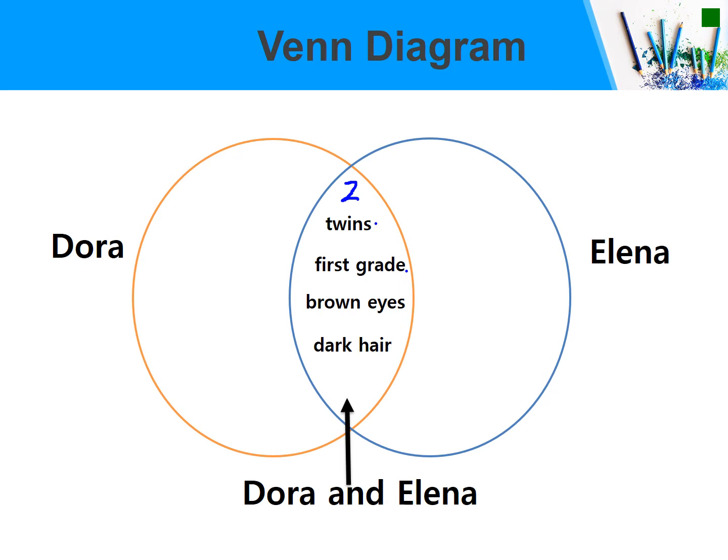And then we read that Dora and Elena have brown eyes. So you write brown eyes in the second part. Dora and Elena have dark hair. So then dark hair belongs to both. So I'm going to write it over here.